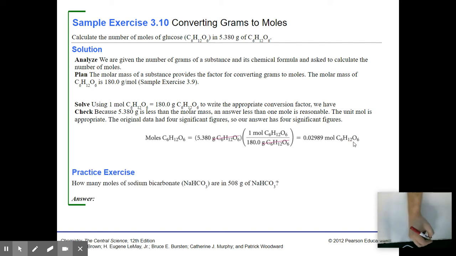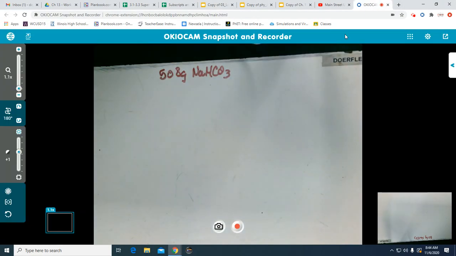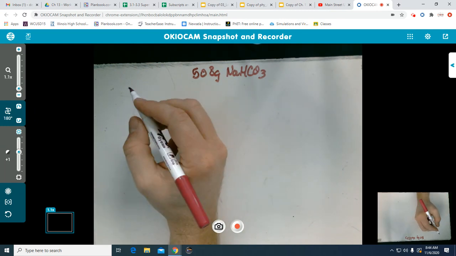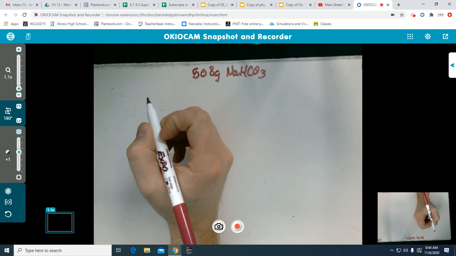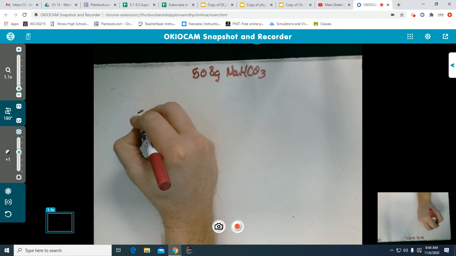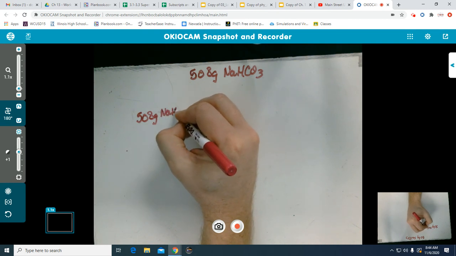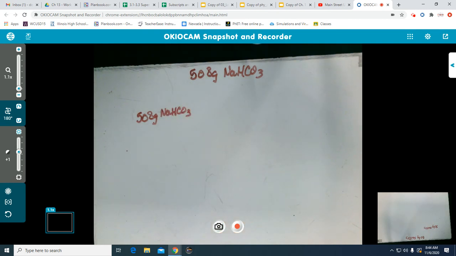So let's look at our practice one here. We have 508 grams of sodium bicarbonate. We need to figure out how many moles are in the sodium bicarbonate. So what goes first? The given, and that is 508 grams sodium bicarbonate, NaHCO3.